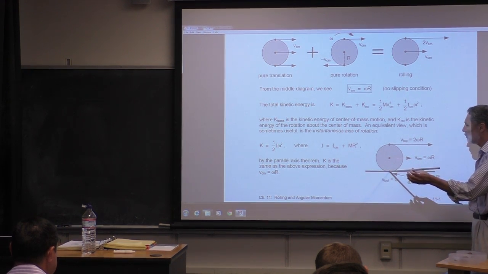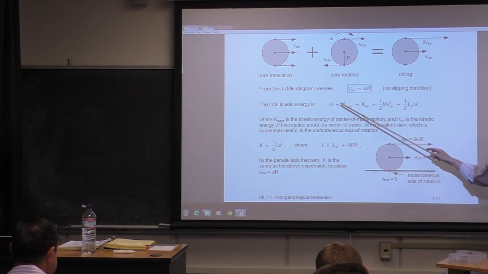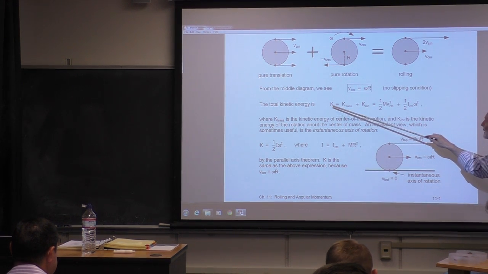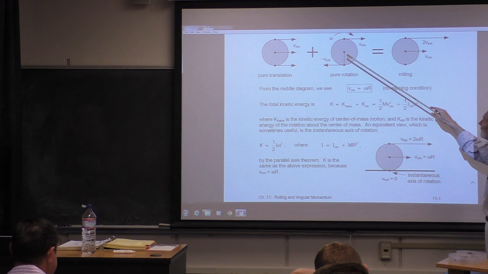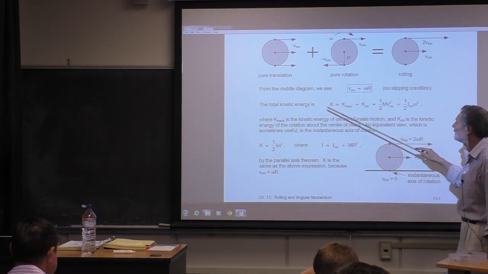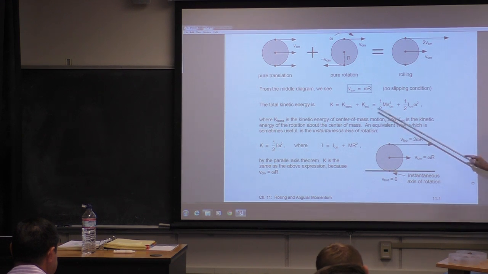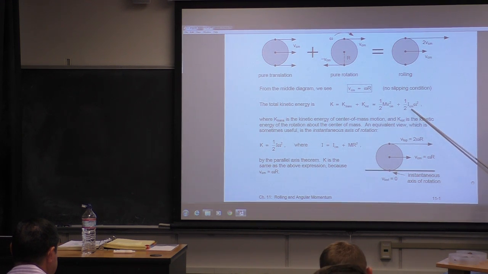So quantitatively, the kinetic energy then, I'm sorry, I didn't point this out. From this point of view, we have translational kinetic energy, which is 1/2 the mass times the square of the center of mass velocity. And then there's a rotational kinetic energy, 1/2 the moment of inertia about the center of mass times omega squared.